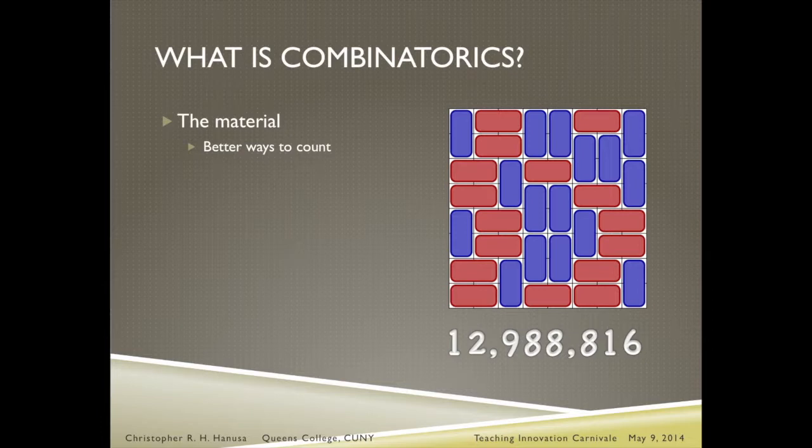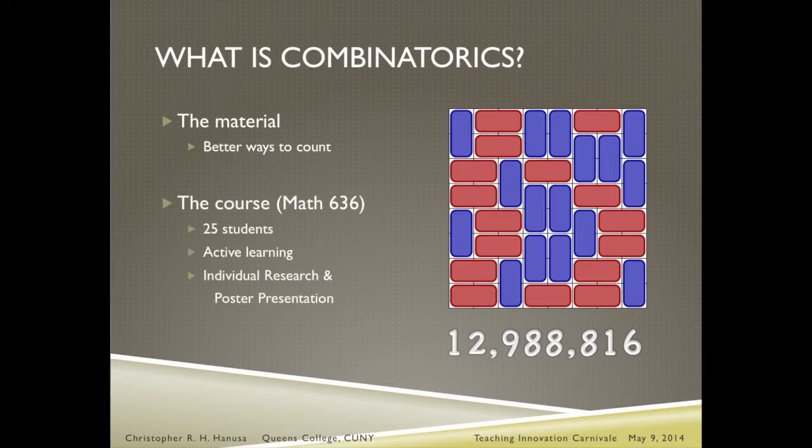12,988,816. How would you be able to show that this is the right answer? An oversimplified explanation is that you analyze the structure underneath the chessboard using matrices, the determinant of which gives the answer. So, in essence, we're looking for better ways to count.